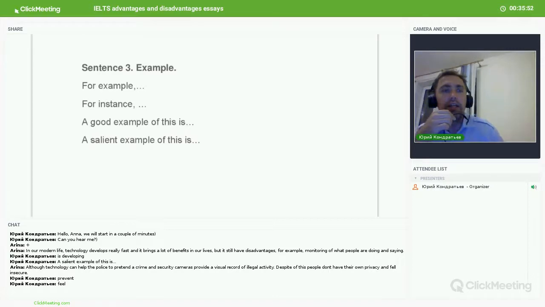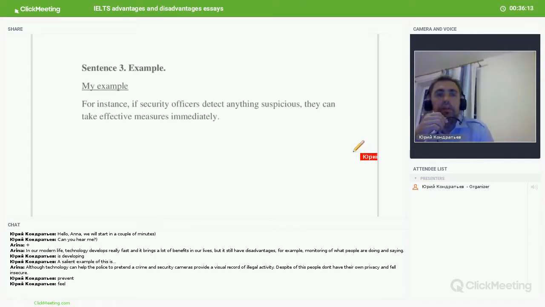And the next one is I give an example. So I prefer to give an example in the main body paragraph, not in the introduction. For example, for instance, a good example of this is, or a salient example of this is, okay, right, and here's how I do this. For instance, if security officers detect anything suspicious, they can take effective measures immediately.